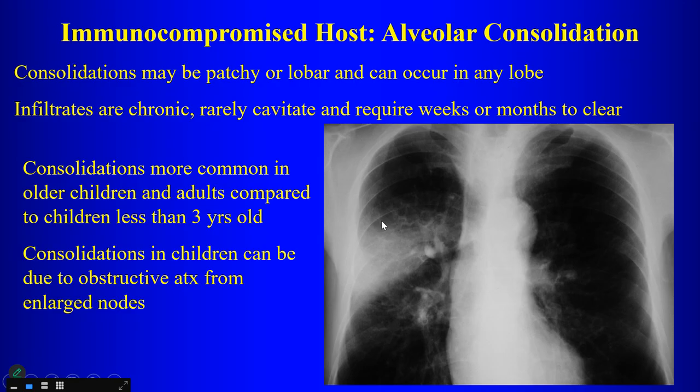And the thing about the consolidations is that, well, first of all, more common in older children and adults compared to children less than 3. In children, the opacities that we see might be due to atelectasis, because children have smaller airways and they develop lymphadenopathy. It's easier for the lymphadenopathy to obstruct the airways and for patients to develop atelectasis. The consolidations are chronic. They rarely cavitate and require weeks or months to clear. Again, we're dealing with the immunocompromised host.